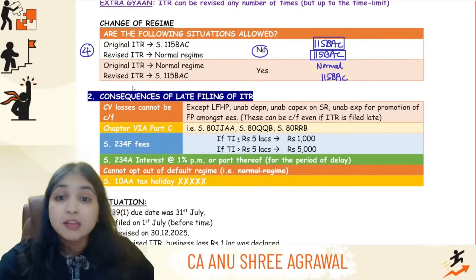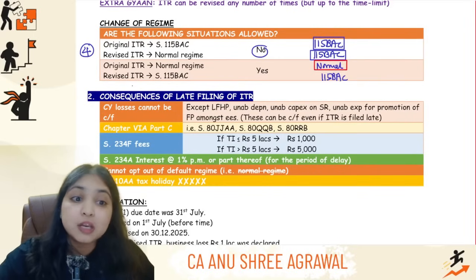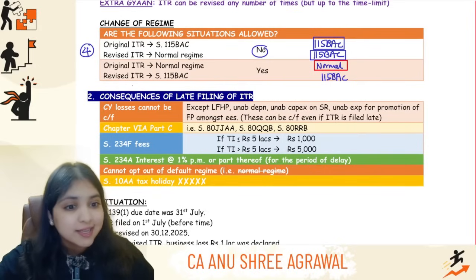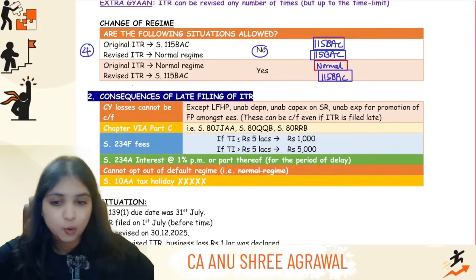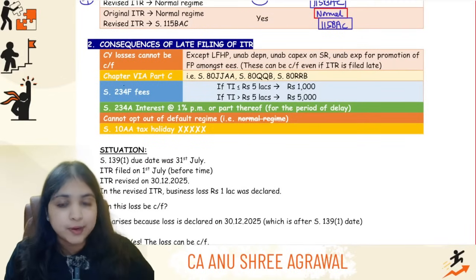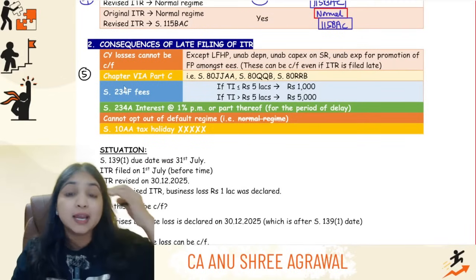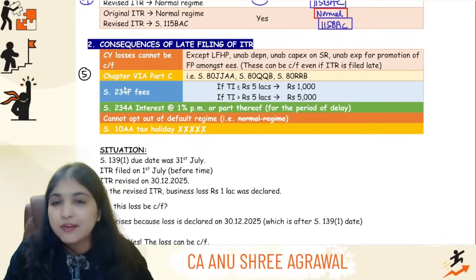But however, if your original ITR was as per the normal regime, then your revised ITR can be as per 115BAC. That shift is going to be allowed. Okay. Then comes the 5th point. What will happen if you file the ITR late? What are the consequences of filing ITR late?